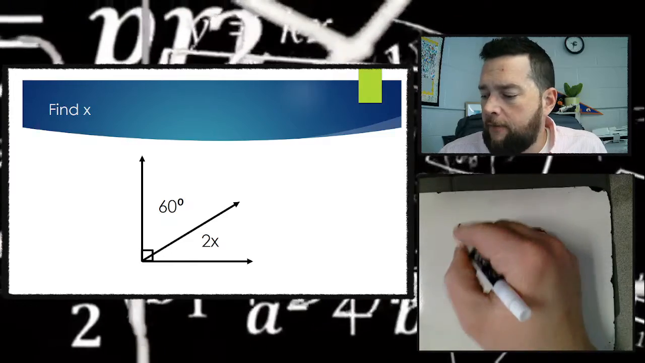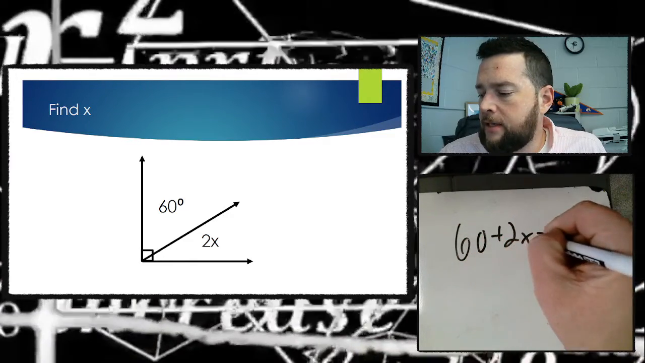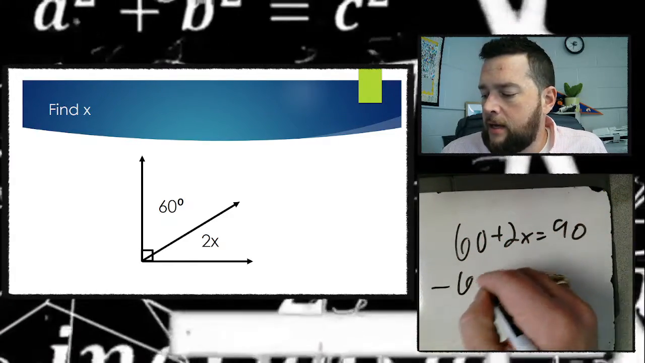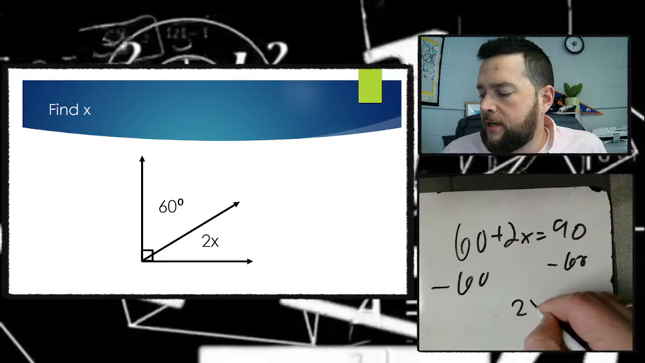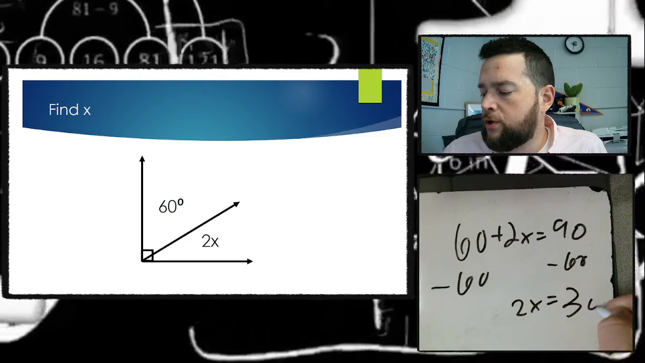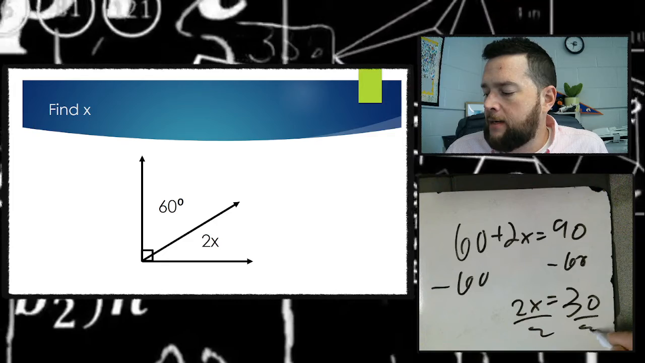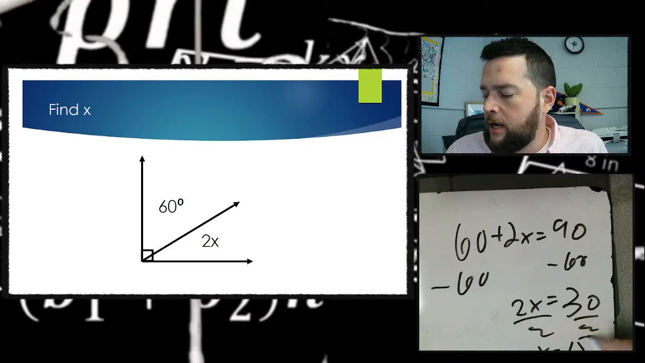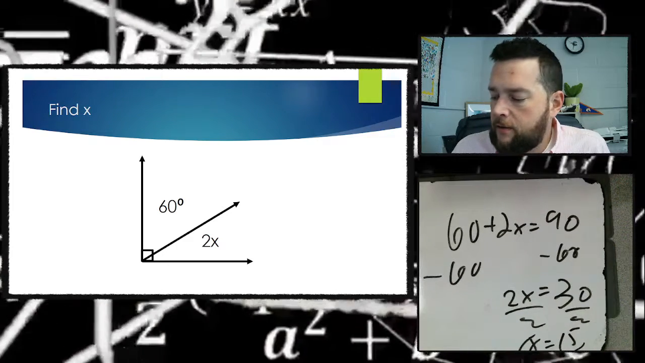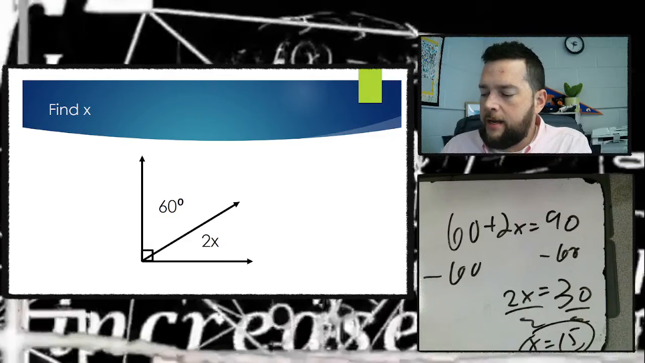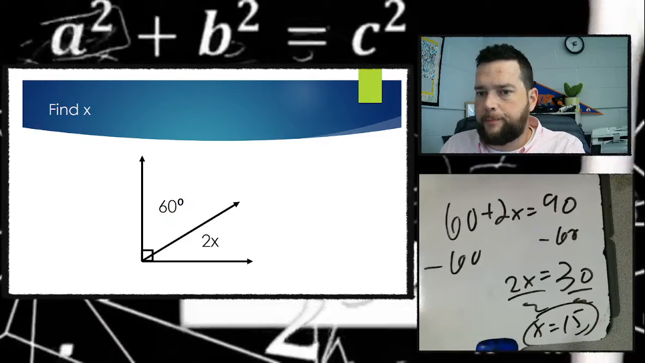All right, if you got 60 plus 2x equals 90, you did the right thing. If we subtract 60 off of both sides, we'll find out that 2x equals 30. And then if we divide by 2 on both sides, x is going to equal 15. And so that's our final answer. X is equal to 15.